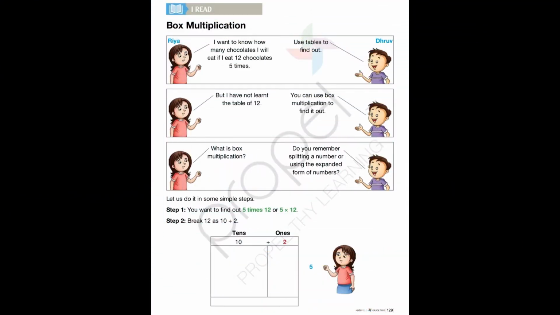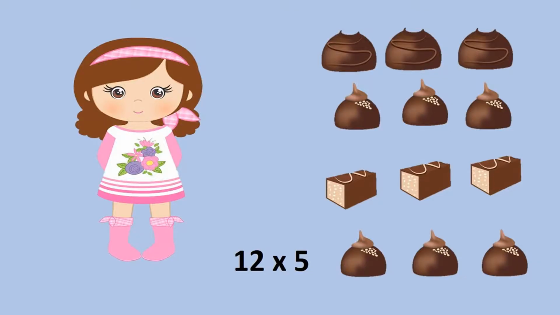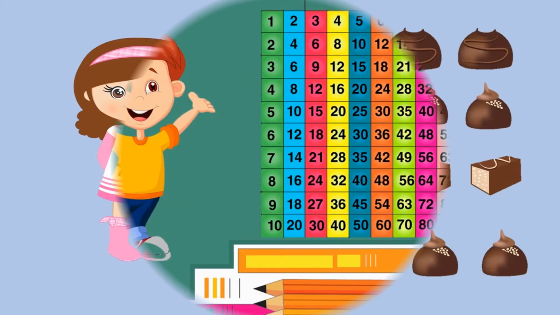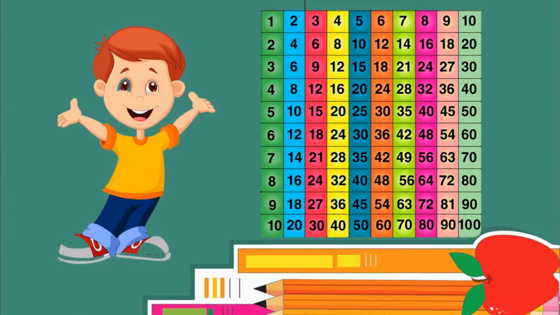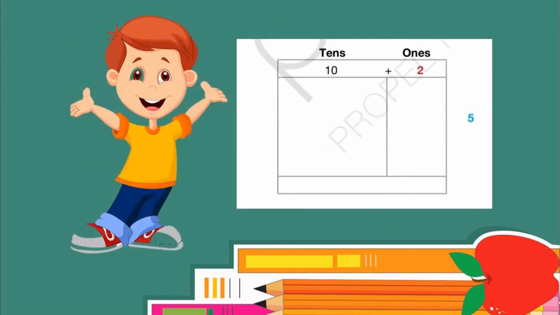Open page number 129. Let's see the conversation between Riya and Dhruv. "I want to know how many chocolates I will eat if I eat 12 chocolates 5 times." "Use tables to find out." "But I have not learned the table of 12." "You can use box multiplication to find it out."